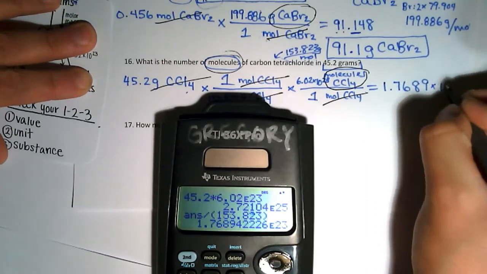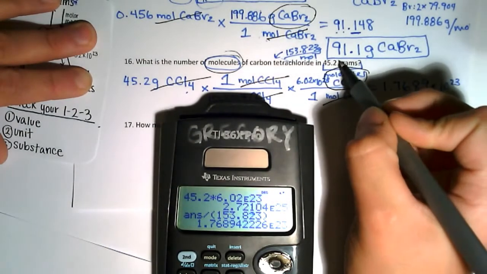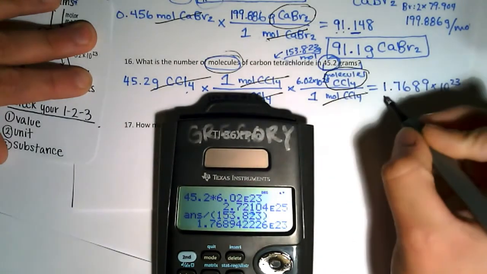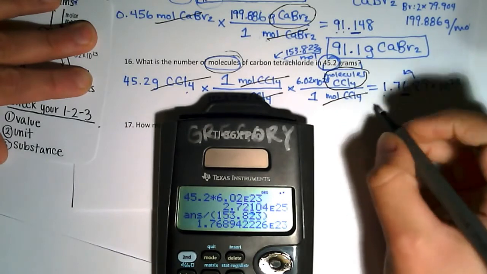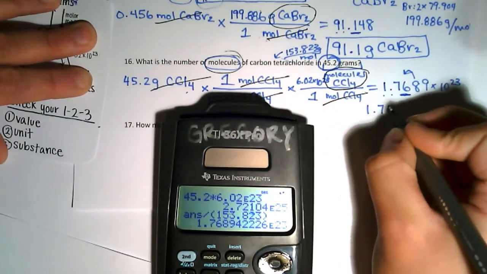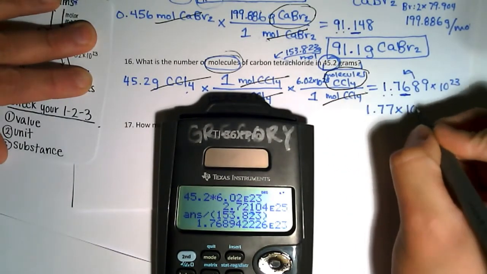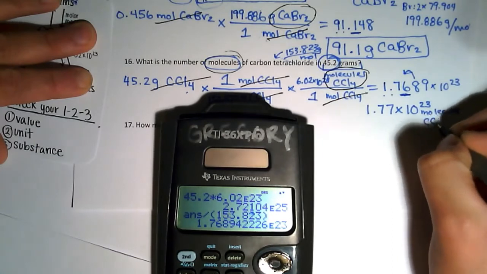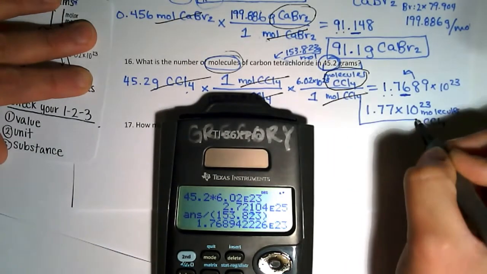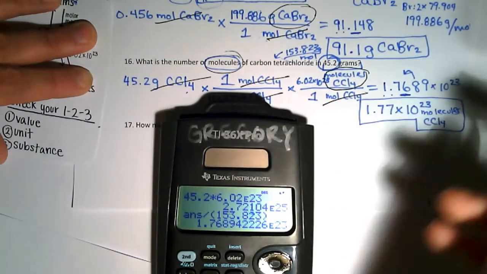So 1.7689 times 10 to the 23rd. But we need to round to just 3 significant figures. 1, 2, 3. And this 8 is going to make the 6 round up to a 7. So 1.77 times 10 to the 23rd molecules of CCl4. I'm going to box that final answer in.